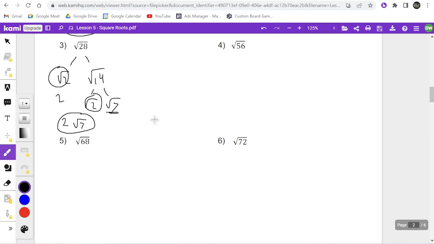Okay, I'm going to say time's up for number 4. Did anyone from the audience get an answer for root 56? No? Okay. So here's what I'm going to say.